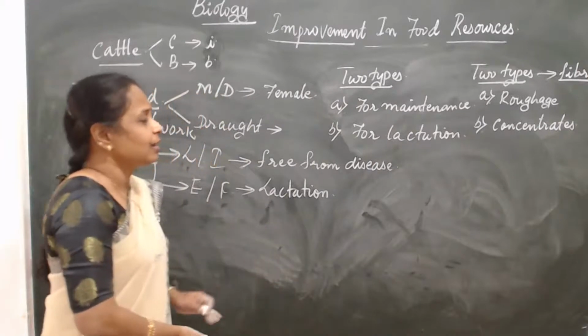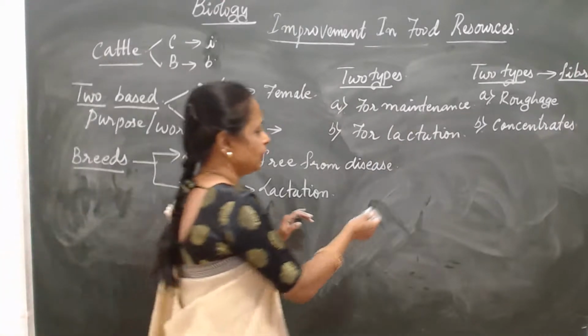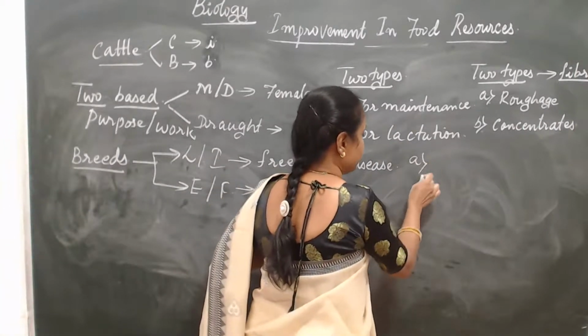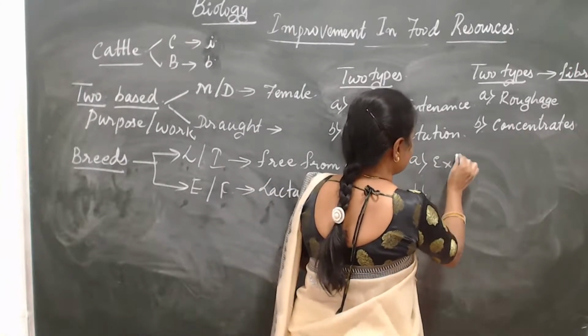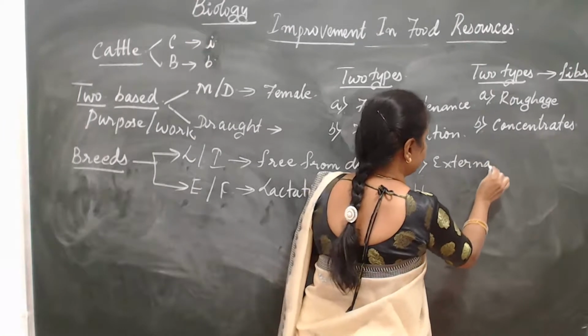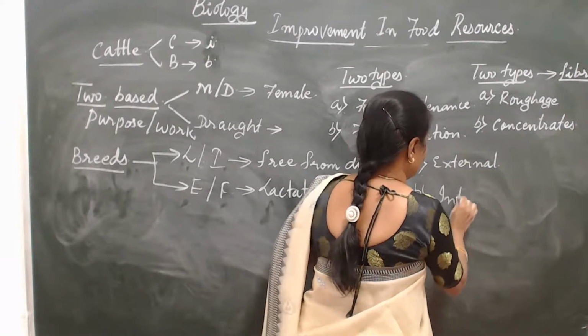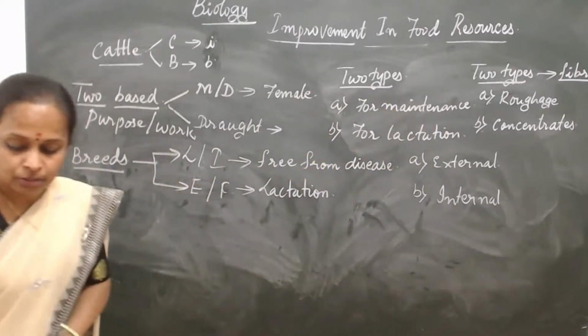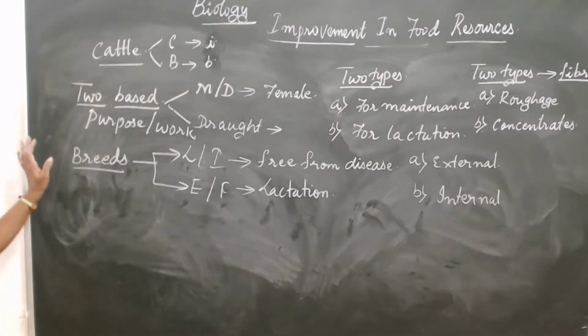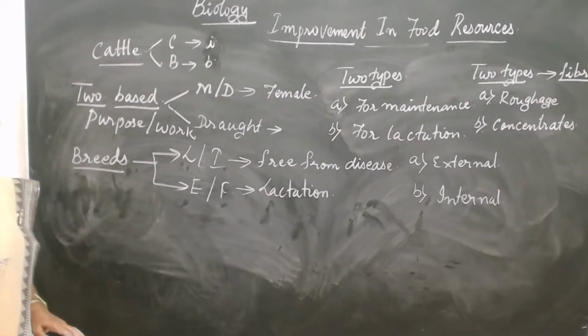Then lastly, it is about the diseases. Diseases are because of parasites, and here I conclude with the topic of external parasites and internal parasites. So, by this, we have completed the cattle farming.